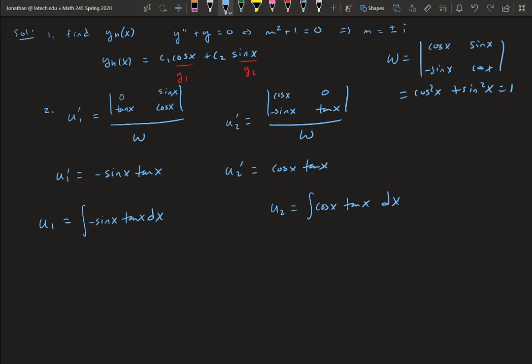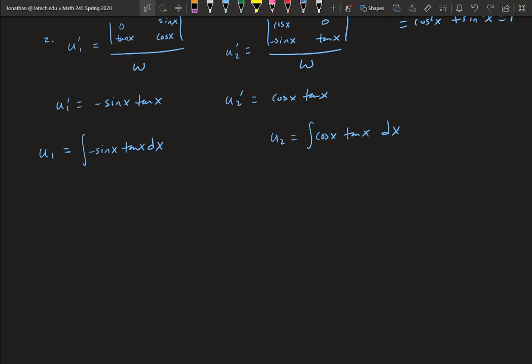All right, so now how do we integrate these two? Well, a good strategy usually is to change tangent to sine and cosine if there's already a sine and cosine that you can't turn into secant or cosecant. So we'll change everything in terms of sine and cosine. So it's going to be negative integral sine squared x over cosine x dx.